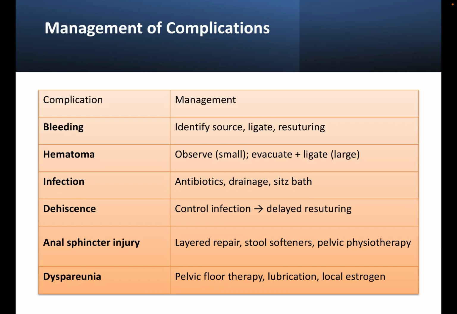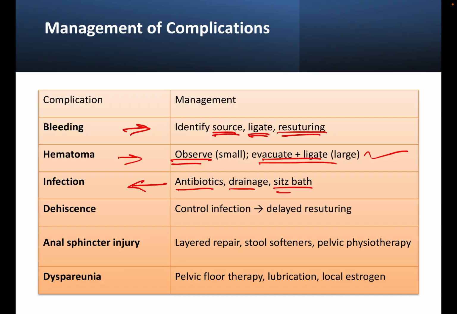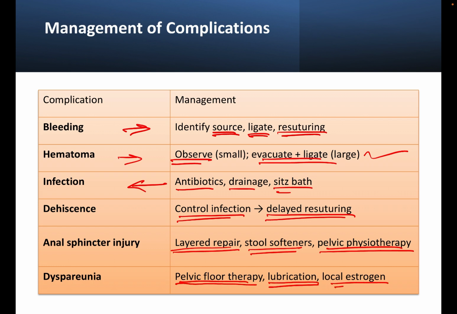Management of complications. If there is bleeding, identify the source, ligate, and resuture the pudendal artery. Hematoma: observe if it is small, evacuate and ligate if it is large. Antibiotics, drainage, and sitz bath have to be given if there is any suspected infection. Control the infection and delay the resuturing. In case of anal sphincter injury, layered repair, stool softeners, and pelvic physiotherapy have to be given. If dyspareunia occurs, give pelvic floor therapy, lubrication, and local estrogen.